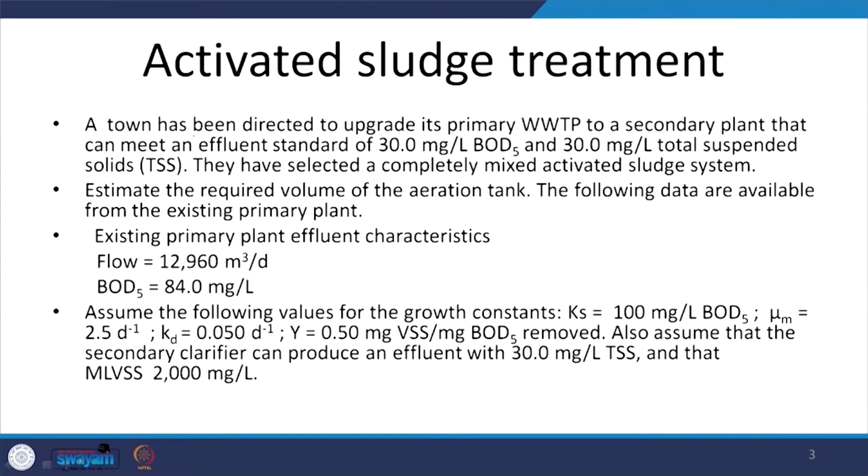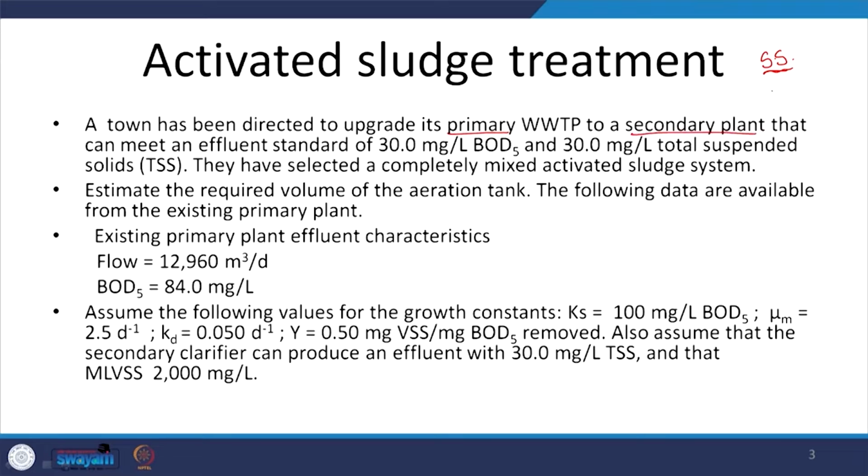A town, this is from I believe Mackenzie or Davis, has been directed to upgrade its primary wastewater treatment plant. Earlier it was only primary, meaning they were looking at mostly suspended solids, grit removal and so on, and then suspended solids removal, and along with suspended solids around 30% BOD would have been removed, and now they want to build a secondary plant.